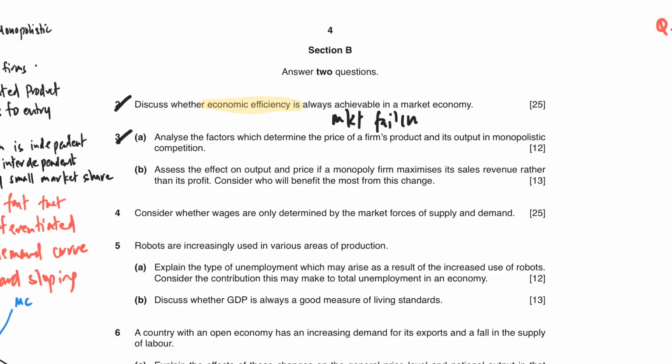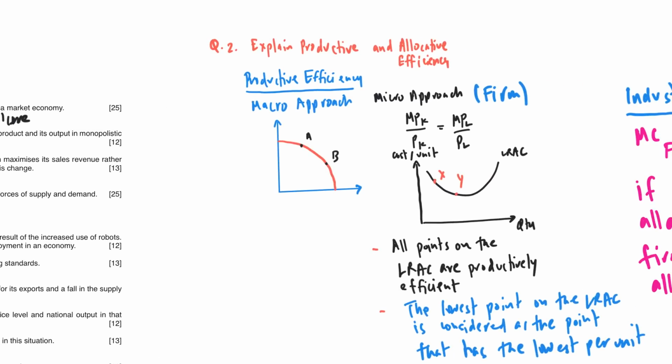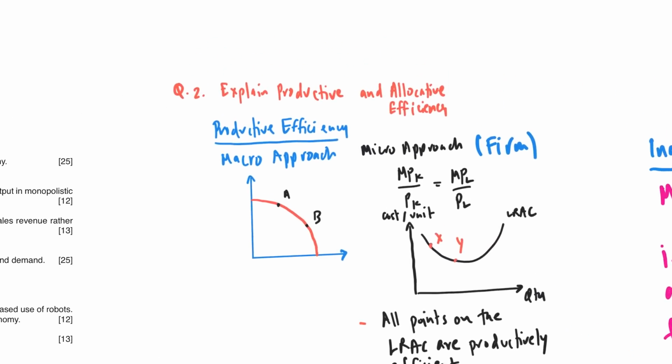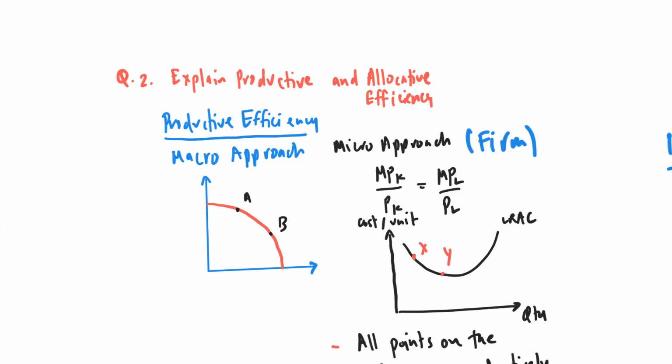So I've written the text, so I'm just going to go and look at it. The first thing we talk about when we talk about efficiency is productive and allocative efficiency. We say that productive and allocative efficiency is equal to Pareto efficiency, which says that if the economy has achieved both productive and allocative efficiency, it is a Pareto efficient economy.